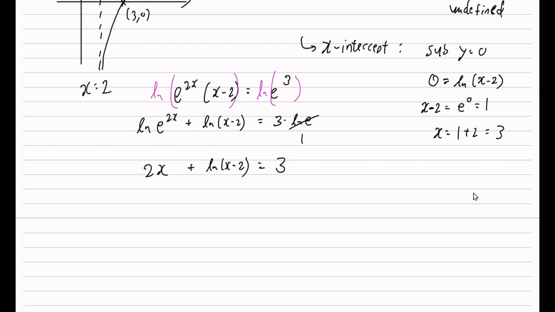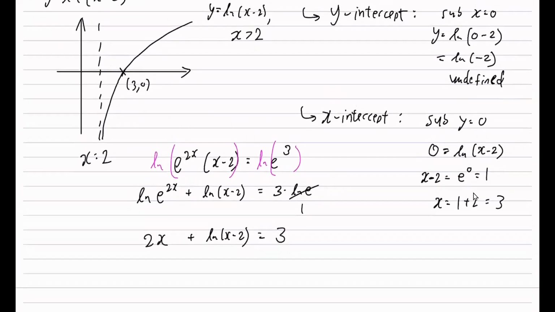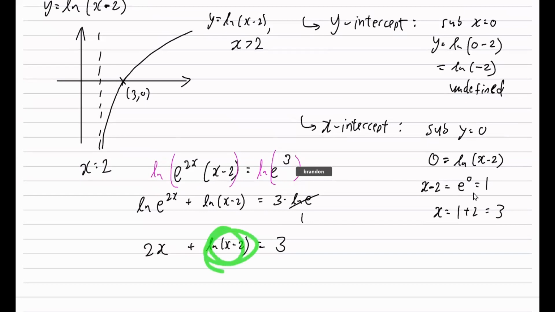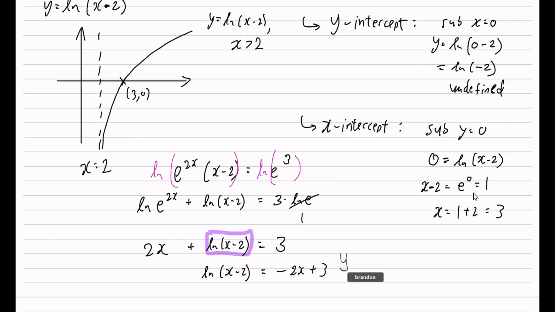Who do you want as a subject? ln(x minus 2). Exactly. So leave this alone. The plus 2x bring over become minus 2x. So you're left with minus 2x plus 3, right? Draw y equals minus 2x plus 3.